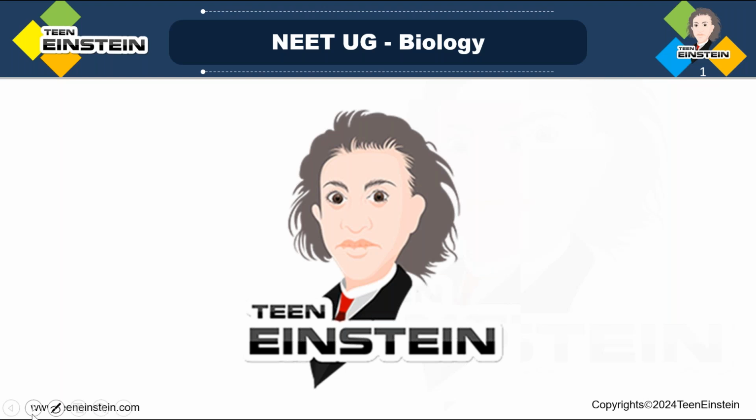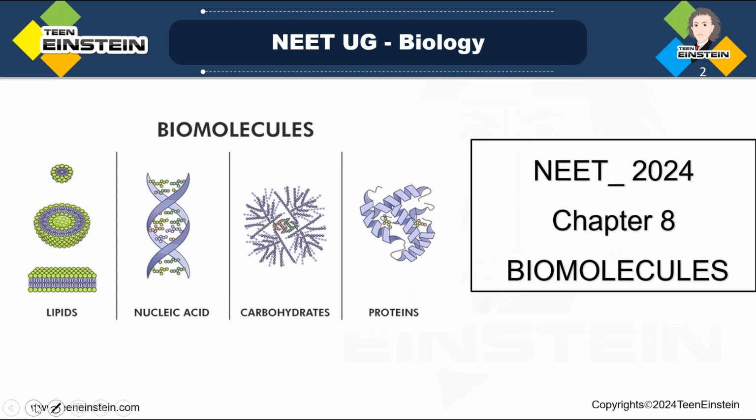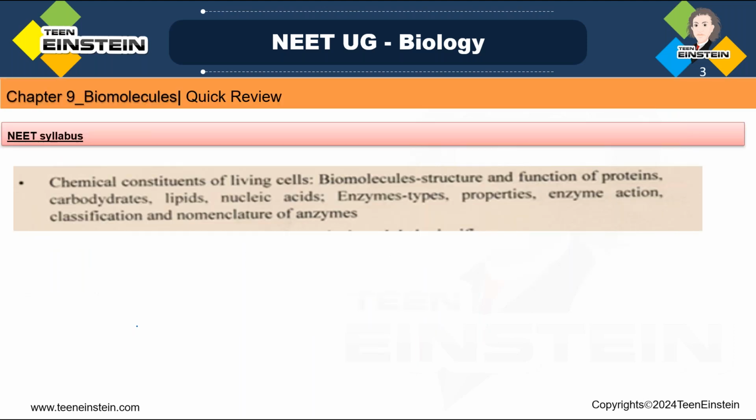Hello students, now we are learning about another important chapter of biology. This is biomolecules. This chapter is about biomolecules, and here according to the NEET syllabus you have to learn about the chemical constituents of living cells, and in that biomolecule structure, their function of protein, carbohydrate, lipids, nucleic acid and all. Then we have to learn about enzymes, the properties of enzymes and enzyme action, classification, nomenclature of enzymes. About all these we are learning. So this is an important chapter.